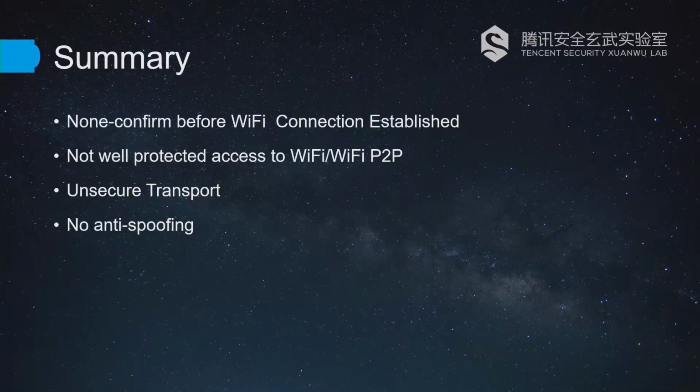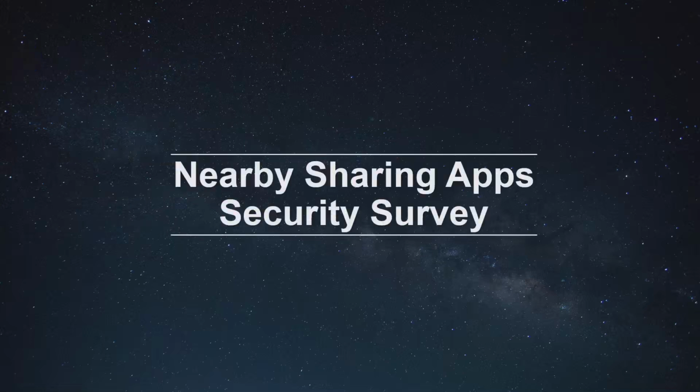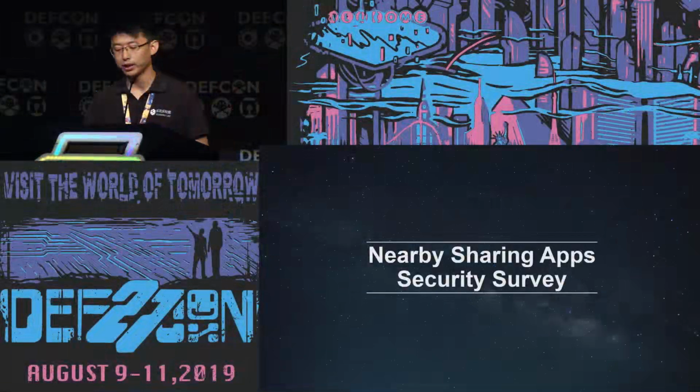This is a summary of vulnerabilities in nearby sharing apps. First, no confirmation before the Wi-Fi connection is established. Second, not well protected access to Wi-Fi or Wi-Fi P2P. Third, unsecure transport. And finally, no anti-spoofing at all. Those vulnerability patterns affect nearly all the nearby sharing apps. We finished our four common vulnerability categories, and now we present you our security survey about nearby sharing apps.